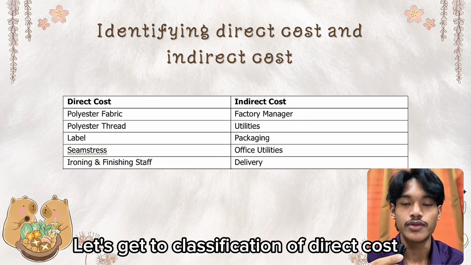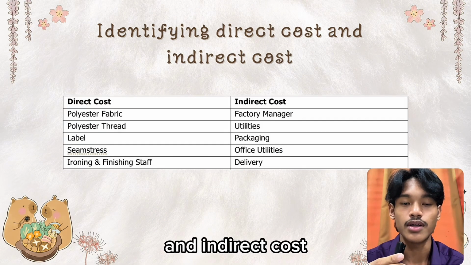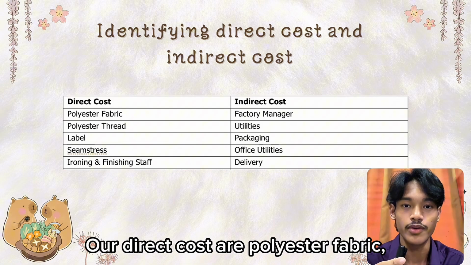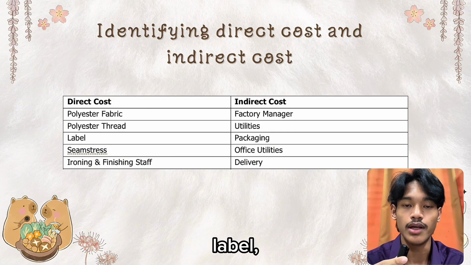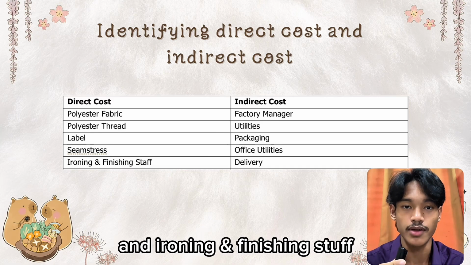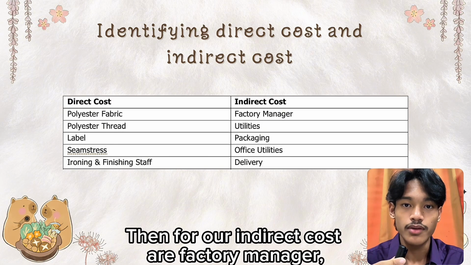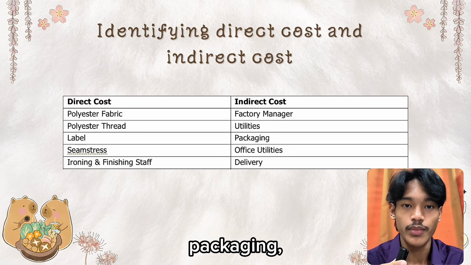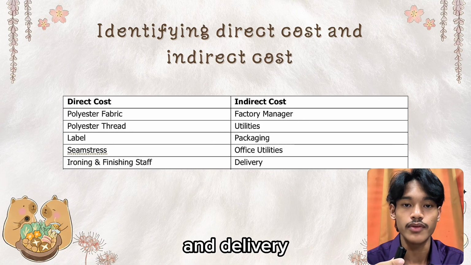So let's get to classification of direct cost and indirect cost. Our direct costs are polyester fabric, polyester thread, label, seamstress, and finishing staff. Then our indirect costs are factory manager, utilities, packaging, office utilities, and delivery.